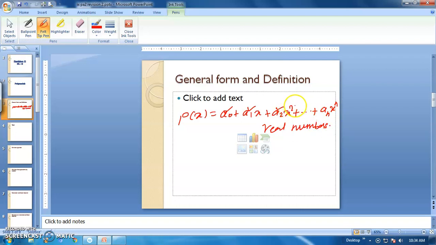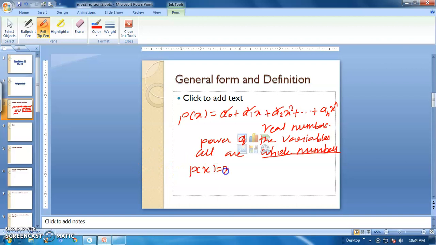Real numbers. And the power of the variables are all whole numbers. That is very important. If an expression contains the power of the variable as whole numbers, that expression is said to be a polynomial, otherwise not. For example, P of x equal to x plus 2 and P of y equal to 1 plus y square. So this is an example of a polynomial.